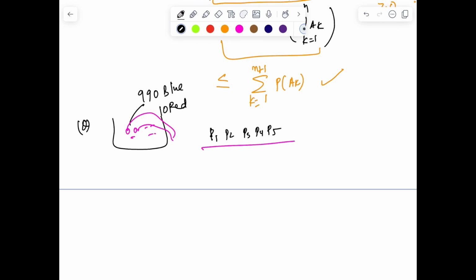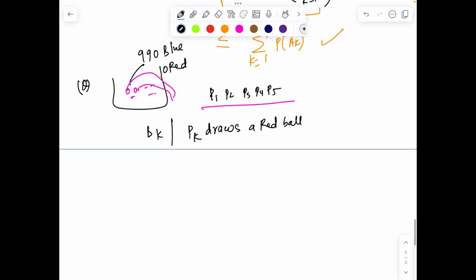It's better if I define the event Bk denotes the event that person k draws a red ball. Let's say Bk is an event such that person k draws a red ball, because the red ball can be drawn by either person 1, 2, 3, 4, 5. So what is B1? B1 means P1 draws a red ball.